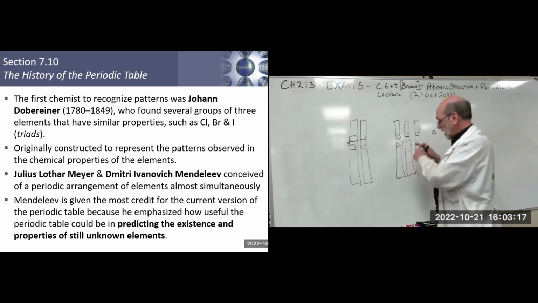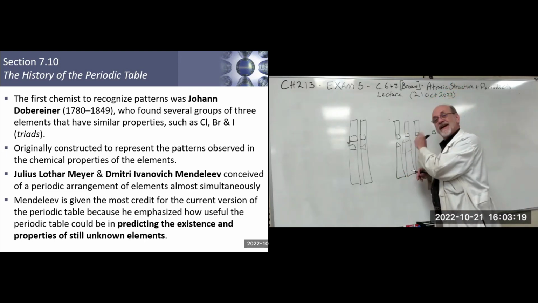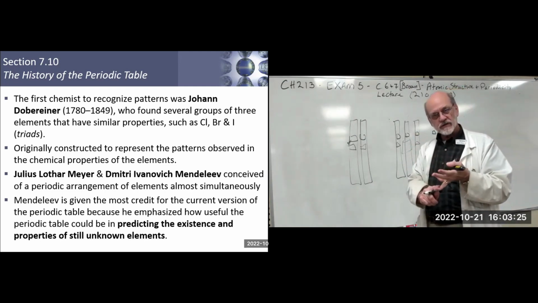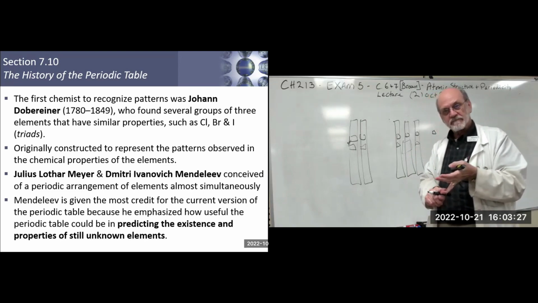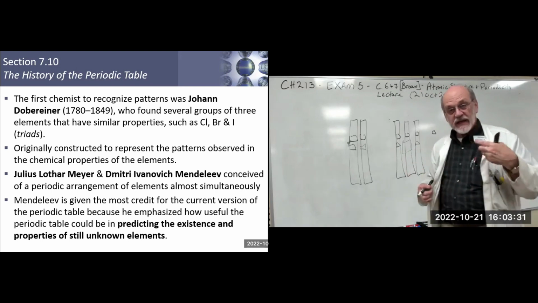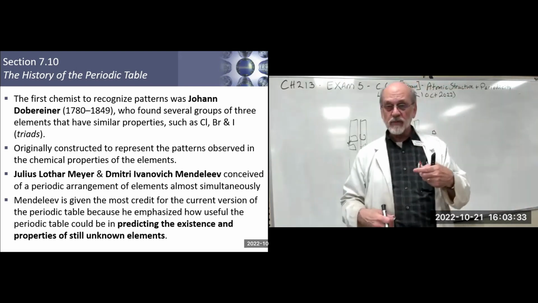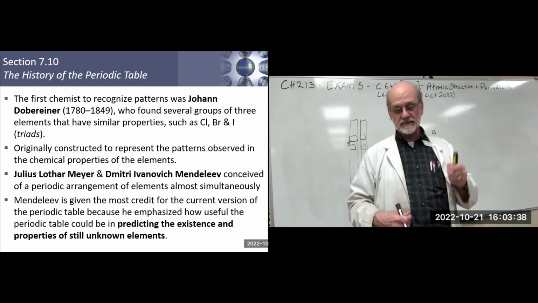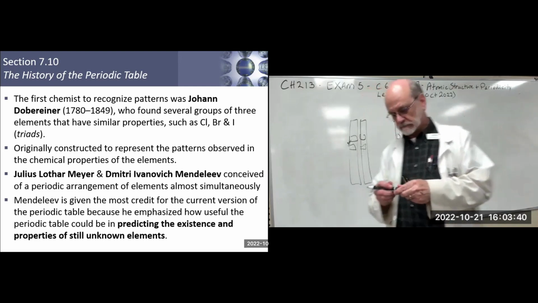He actually said, okay, one of these days, somebody's going to find an element, and it's going to fit in that slot. It's going to have this mass. It's going to have these physical and chemical characteristics. And he did that for several elements. That's why he gets credit for the periodic table, because he actually predicted the existence of elements that had not been discovered.